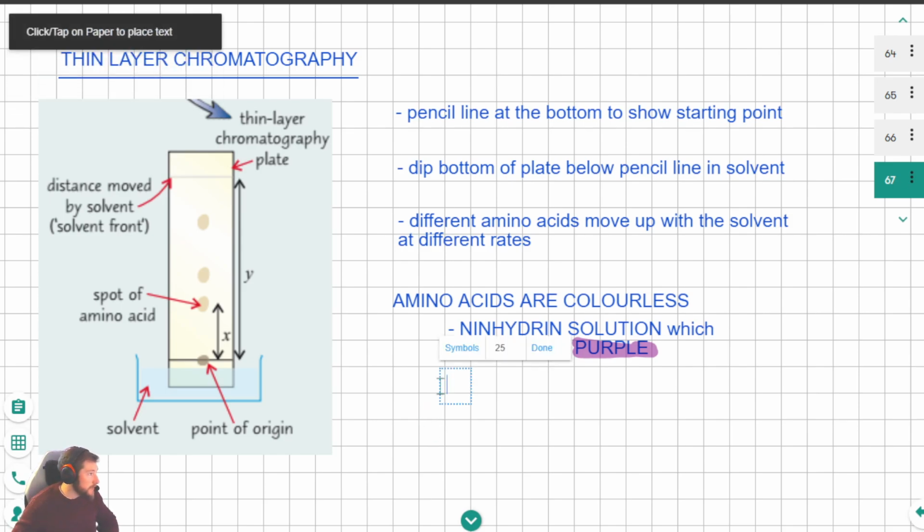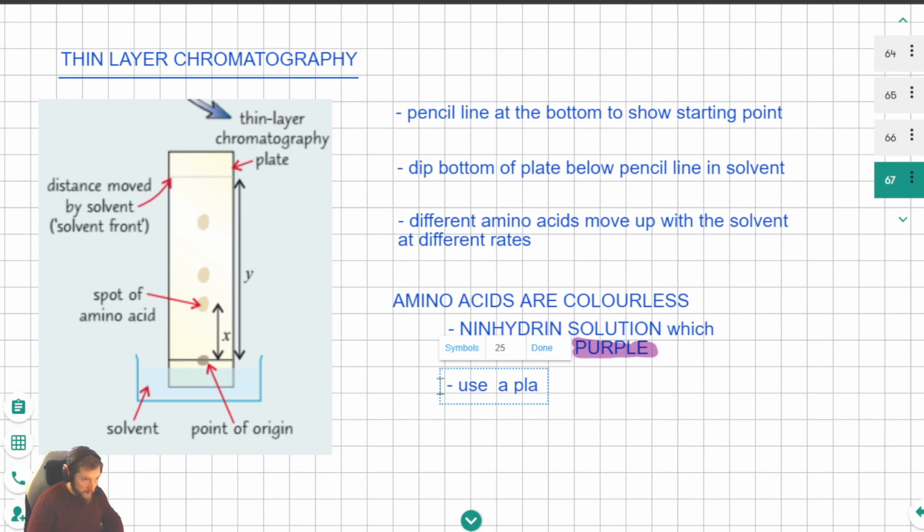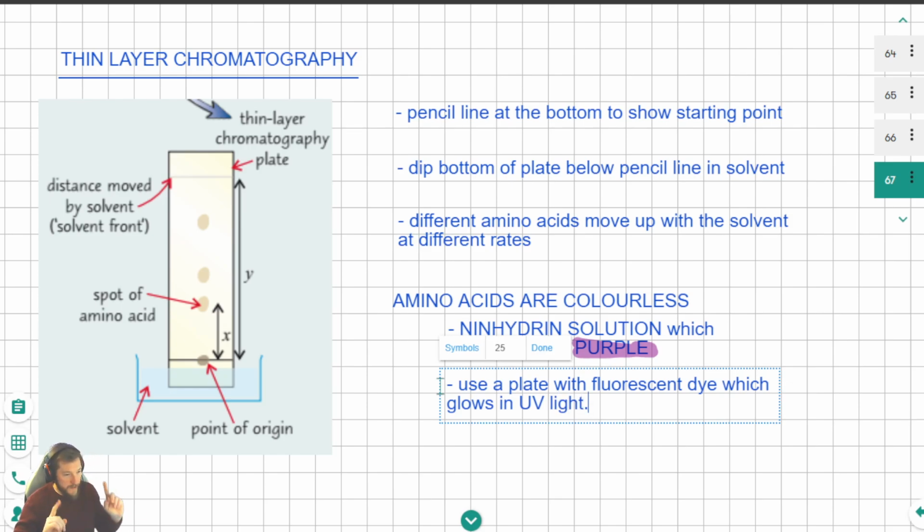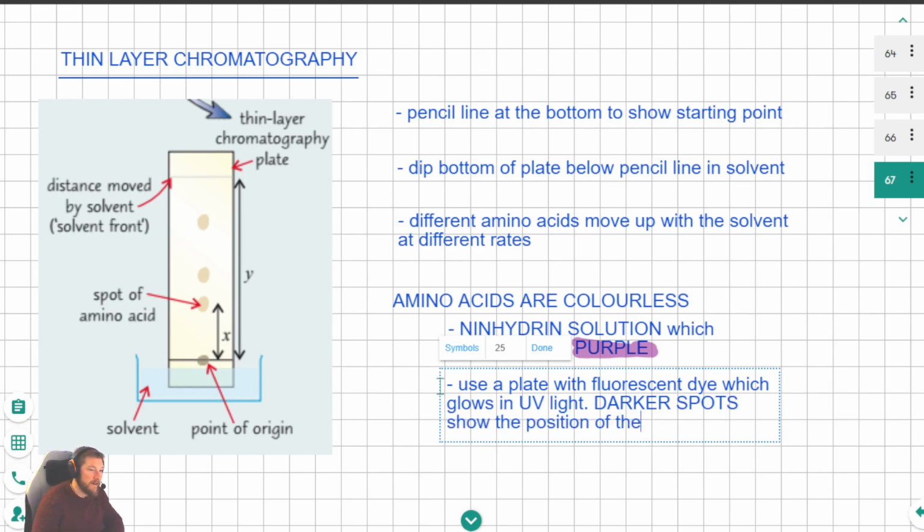Alternatively, there's something else clever that we can do, which is use a plate with fluorescent dye, which glows in UV light. So, one thing to pay attention to here, the UV light is not making the amino acid glow, it's making the rest of the plate glow, and the amino acid position will look darker, right? So darker spots show the position of the amino acids.